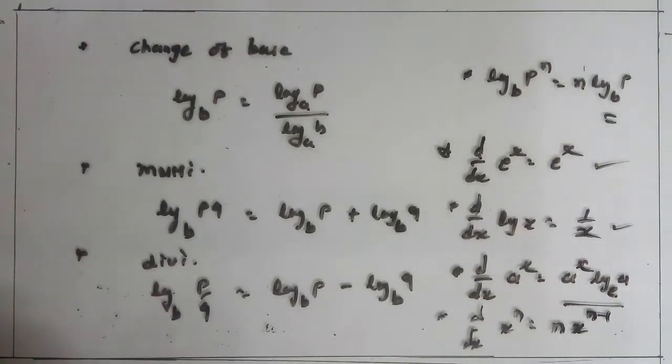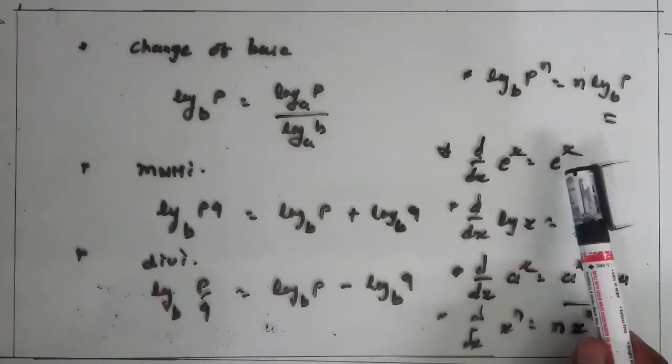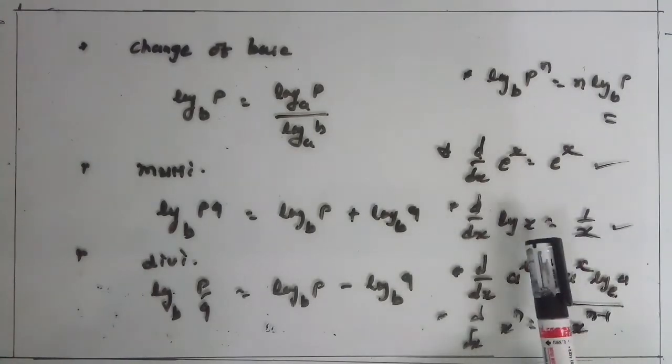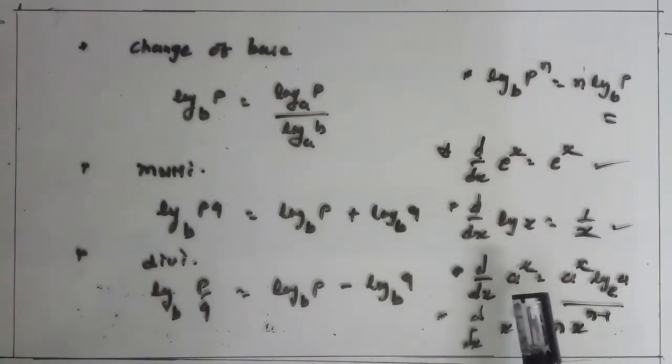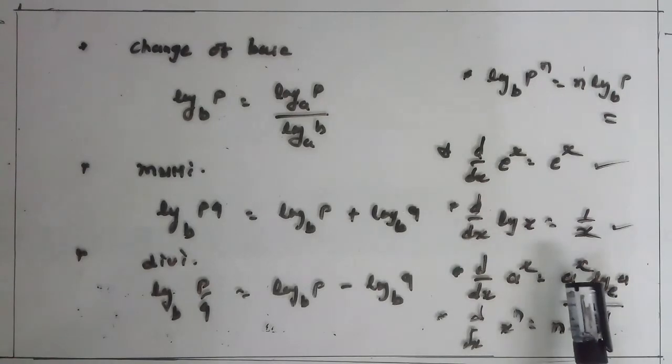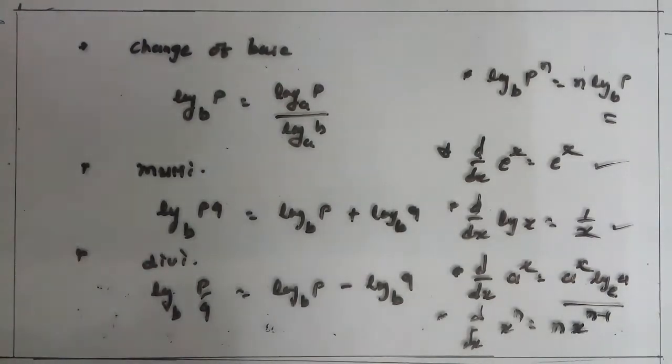Remember this: the derivative of e raised to x is equal to e raised to x, the derivative of log x is equal to 1 upon x, the derivative of a raised to x is equal to a raised to x into log a base e, and the derivative of x raised to n is equal to n into x raised to n minus 1. Clear?